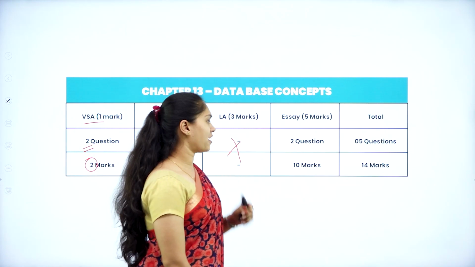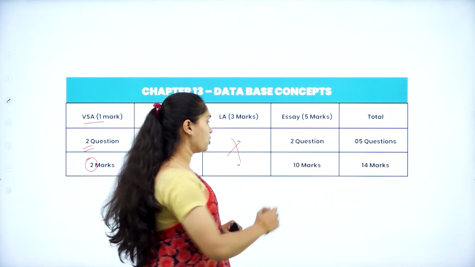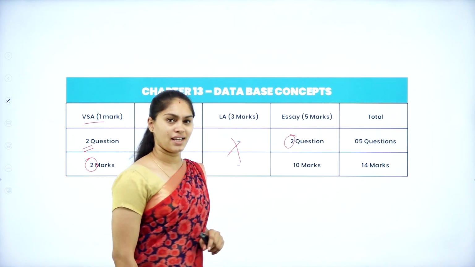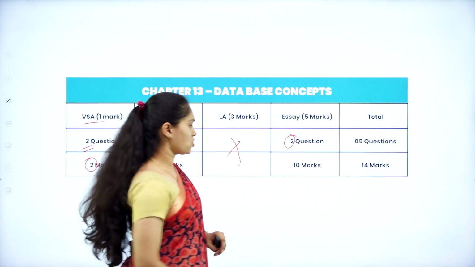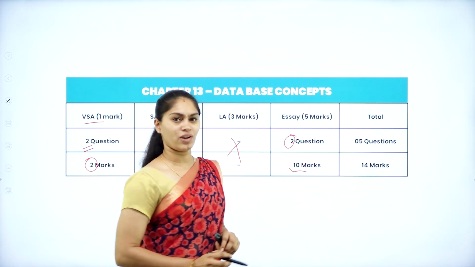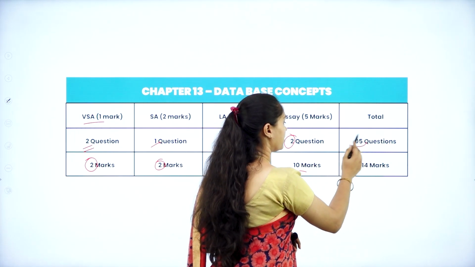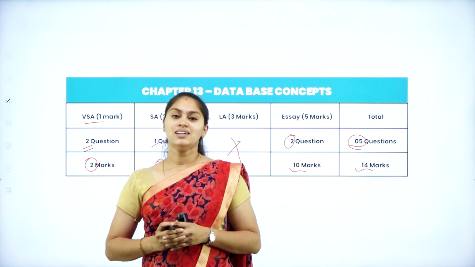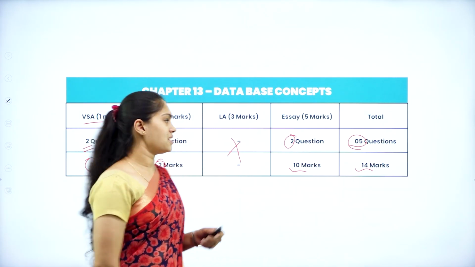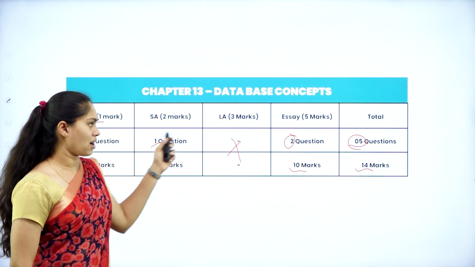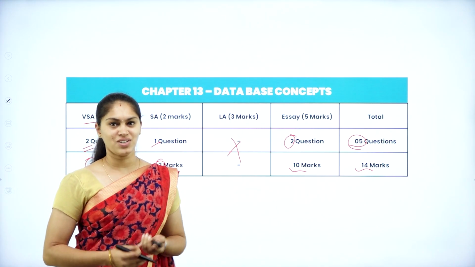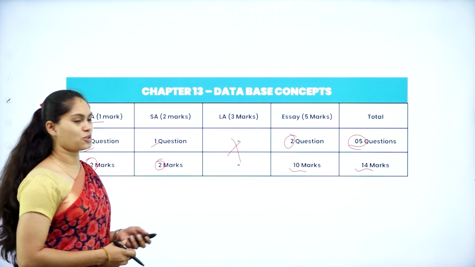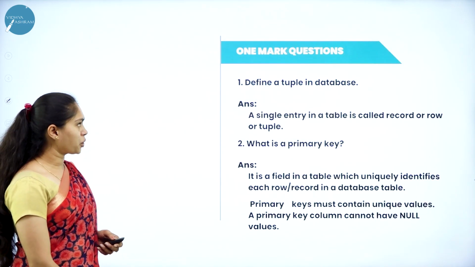And if you come to the 5 mark questions, you are going to get 2 questions from Part D, that is in the 5 marks questions. So it will be for 10 marks. Totally you are going to get 5 questions from this chapter and it will be for 14 marks. High weighted chapter. So I will discuss all the 1 mark, 2 marks as well as 5 marks questions in my session. Let me get into today's session regarding 1 mark questions now.